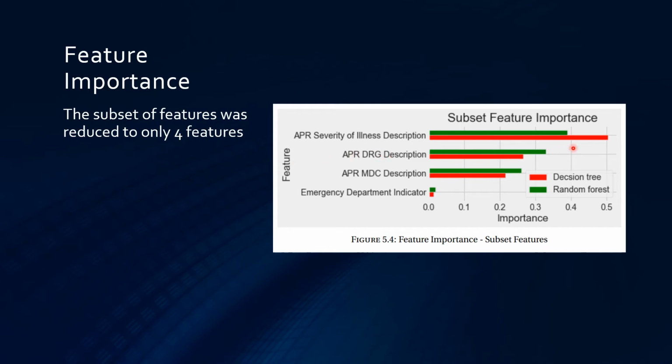The subset of important features was reduced from 19 to only 4 features, with APR severity of illness again being ranked the highest, and then APR drug description and MDC description coming next. Interestingly, emergency department indicator is not rated that high, but it came up ahead of other features, which were technically associated or correlated with LOS. The reason they were not selected is because those other features were associated with these 3 features, and this emergency department was not associated with these 3 features.